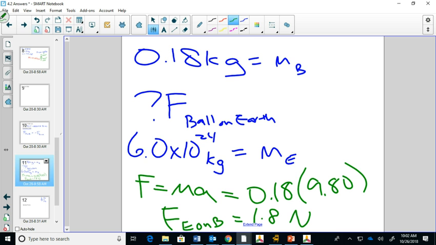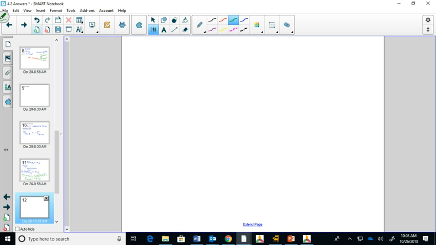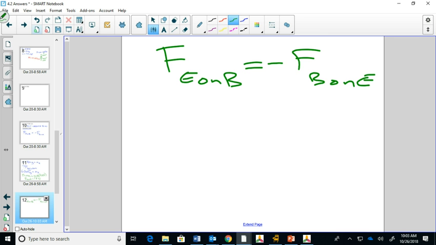Are we cool? Absolutely. Want to make sure you heard that. If the force of the earth on the ball is 1.8 newtons, what is the force of the ball on the earth? Equal and opposite, right? So it would be negative 1.8. Does that make sense? Again, force of the earth on ball is equal to the force of the ball on the earth. So if the weight was 1.8 newtons, this has to be negative 1.8 newtons.